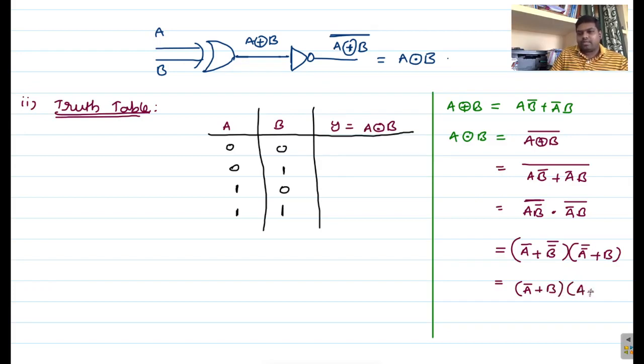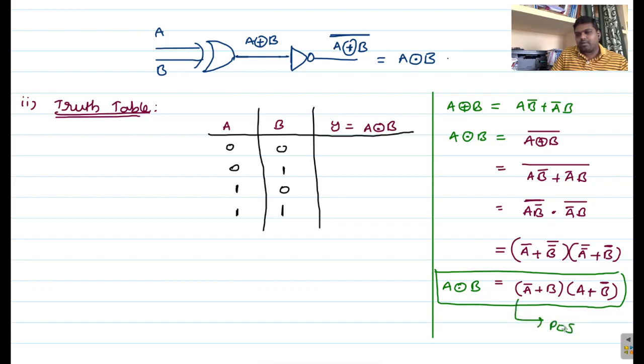So A plus B comes. Okay, sorry, wait a minute, sorry, this one is B bar, right? So now here we are getting B bar. So this is your A XNOR B logic, right? But this is in product of sum case, right? So these are the two sum terms which are multiplied, so this is a product of sum.